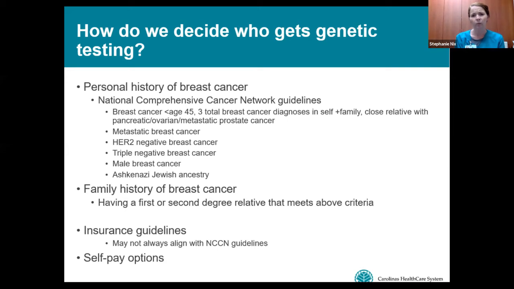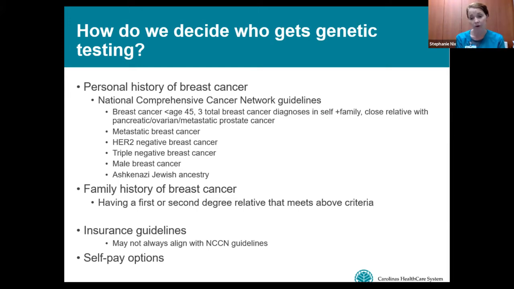Family history, what we're really trying to focus on are those 1st and 2nd degree relatives. So that's myself, my siblings, my children, my parents, my aunts, my uncles. Cousins are 3rd degree. Not that we don't consider cousins, we definitely do, but it goes into the whole picture about the family history. One of the hardest things that I manage would be insurance. Insurance does not always align with the National Comprehensive Cancer Network guidelines that we follow. So sometimes we have to look at what that particular insurance company uses for their own guideline.